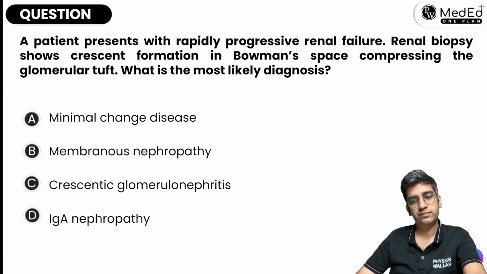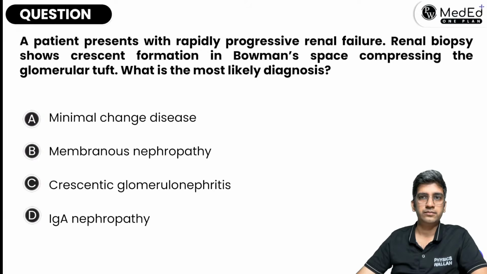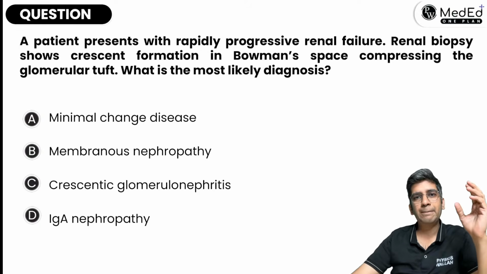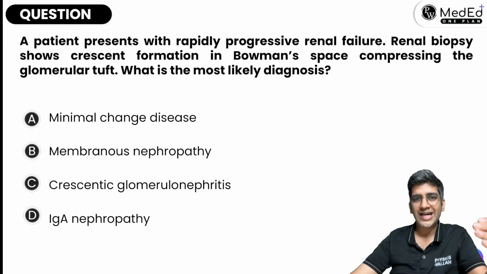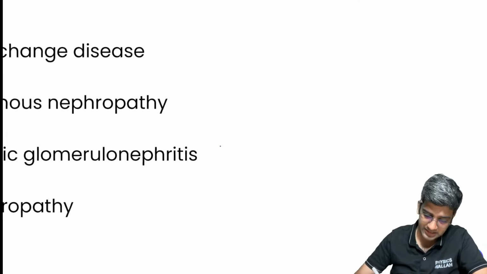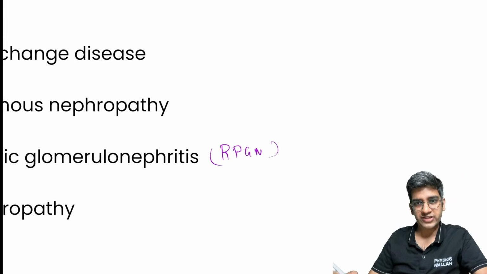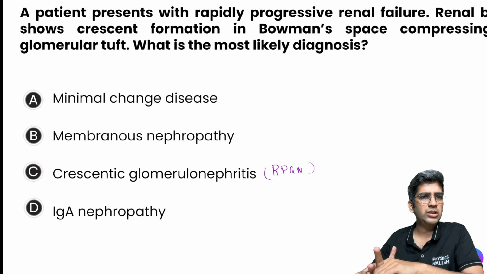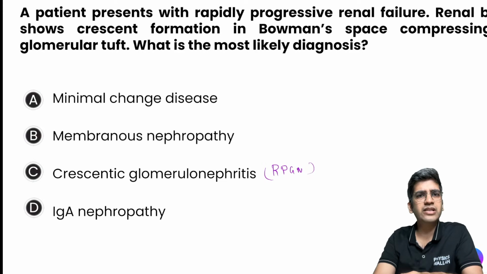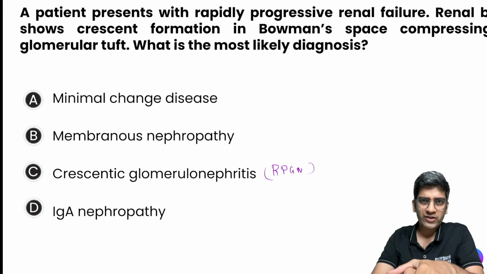What's the answer? Has crescent. The moment you see a crescent compressing the glomeruli in the Bowman space, it's undoubtedly diagnostic of crescentic glomerulonephritis, or like I just said, RPGN, rapidly progressive glomerulonephritis, right? Type 1 or type 2 RPGN I cannot say exactly with the information given here. Type 1 and type 2 RPGN are based on immunofluorescence findings, right?